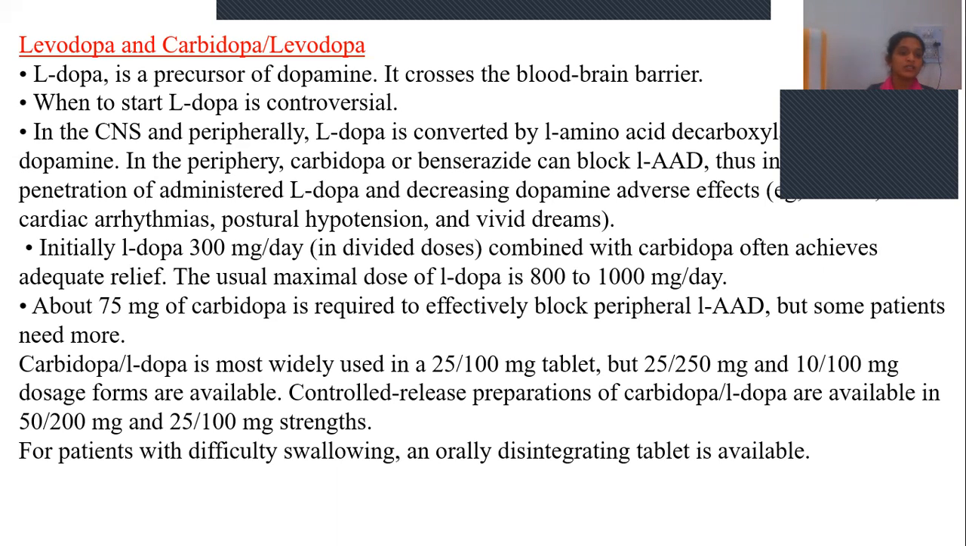The side effects of L-dopa include postural hypotension, vivid dreams, and cardiac arrhythmias. The initial dose could be 300 mg per day, given in divided doses, and it provides good relief from the disease when given along with carbidopa. The maximum dose is 800 to 1000 mg per day, and 75 mg of carbidopa is required to provide sufficient help to levodopa.